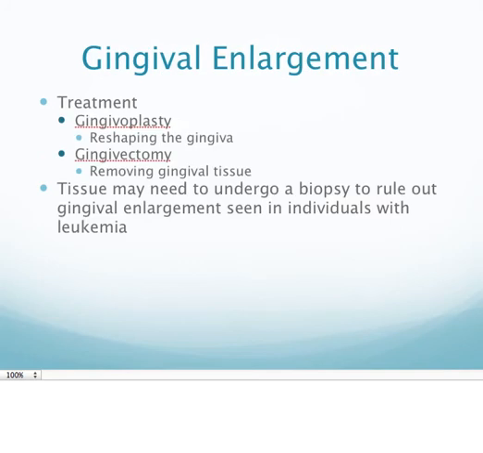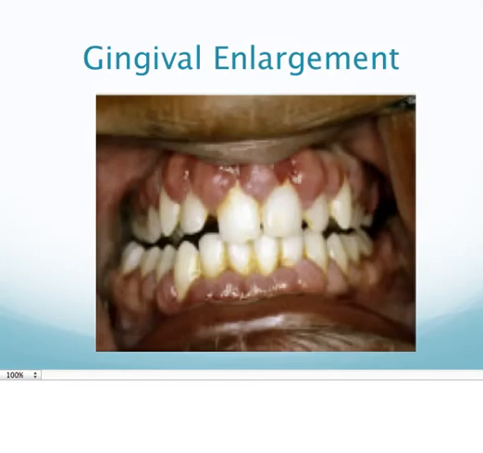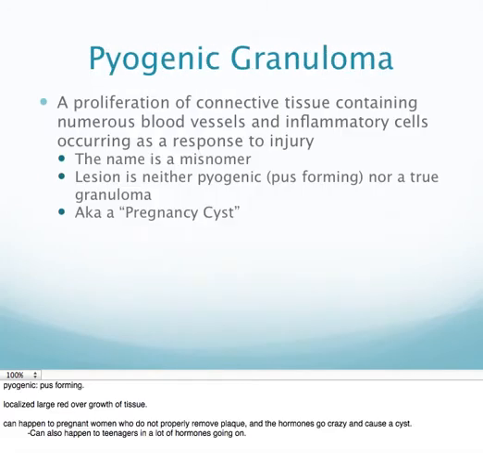How do you treat gingival enlargement? Well, there's 2 different things that can happen. You can have a gingivoplasty, which is when the dentist goes in and reshapes the gingiva, or you can have a gingivectomy, which is removing the gingiva altogether, the area that's inflamed. Sometimes we need the tissues to go under a biopsy to rule out gingival enlargement seen with leukemia, because that can be a sign or a symptom of leukemia, and if that is the culprit, then we want to know that versus going in and removing gingival tissue only to realize it's going to be affected later. There's a lovely example of that.